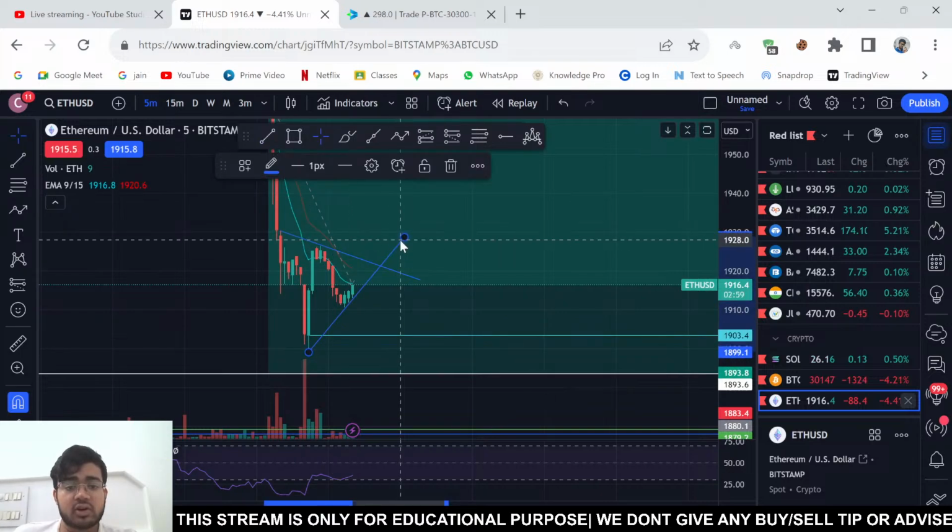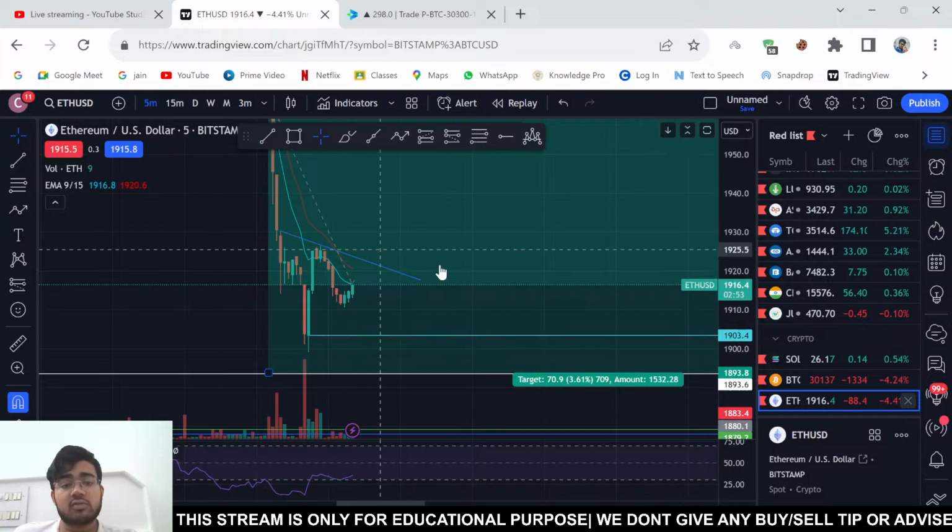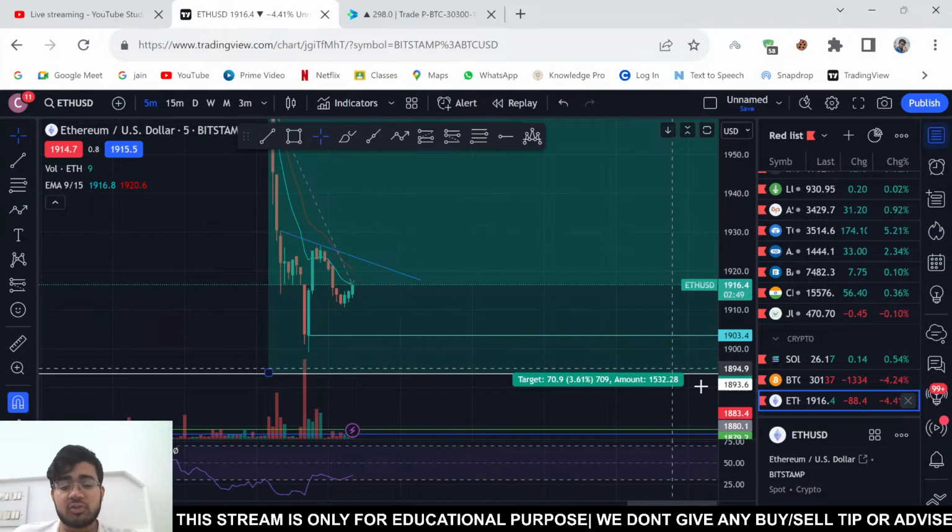Now the lower trend line is not looking very nice, so I'm just gonna delete it because this is not the correct trend line in any of the cases. And for this one, this may be the correct trend line, but let's just wait for what's happening.